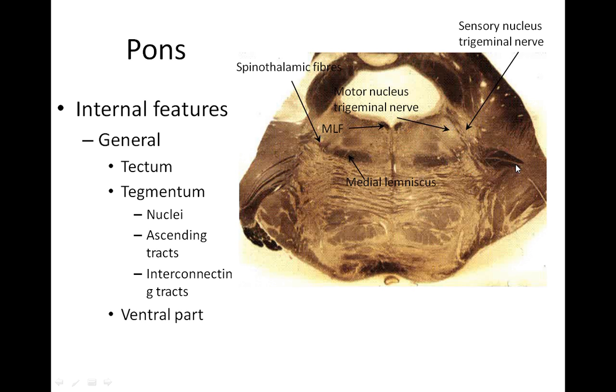Ventral to the tegmentum, we have the part derived from the cortical fibers, and this includes descending tracts and also pontine nuclei. Pontine nuclei split up the descending tracts into a number of bundles.